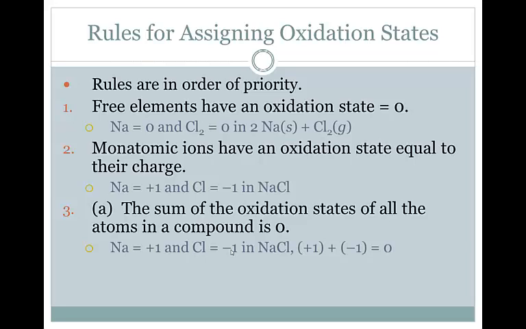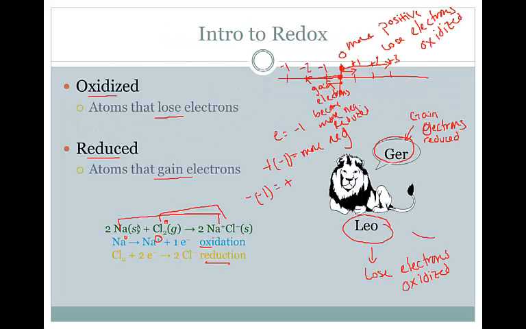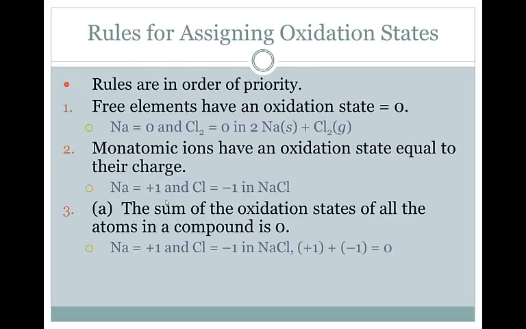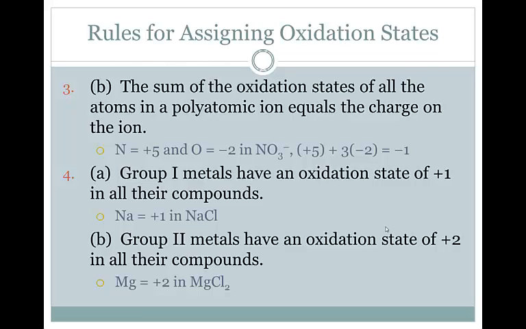Let's take a look, and these rules are in order of priority. If it's a free element, the oxidation state is 0. Previously, sodium was an element and chlorine was an element. There weren't any charges, and they weren't bonded to anything else. Therefore, their oxidation states were zero. Monatomic ions have an oxidation state equal to their charge, so Na is a plus 1, Cl is a minus 1. The sum of the oxidation states of all the atoms in a compound has to equal 0. The sum of the oxidation states of all the atoms in a polyatomic ion equals the charge of that ion. So for NO3 minus, all those atoms have to equal that minus 1 charge.